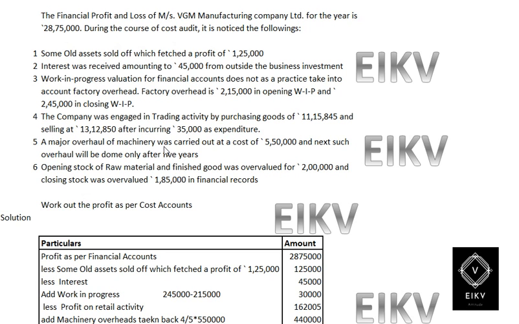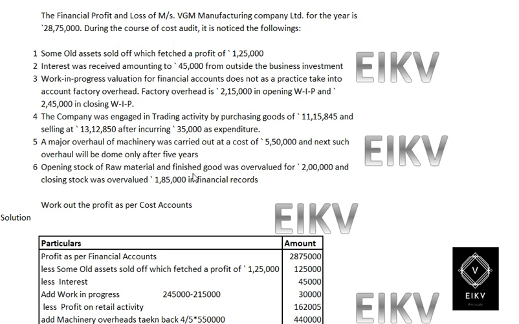The major overhead of machinery was carried out at a cost of rupees 5,50,000, and the next such overhead will be done only after 5 years. So there is a major renovation of machinery of rupees 5,50,000, and the validity of such renovation will be for 5 years.